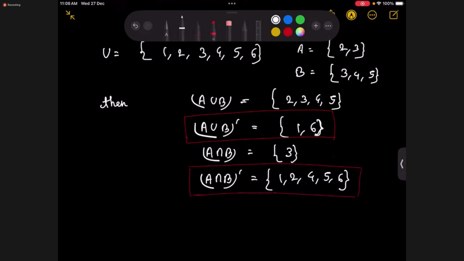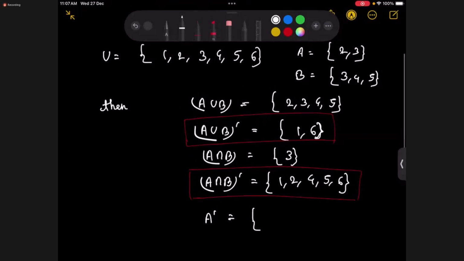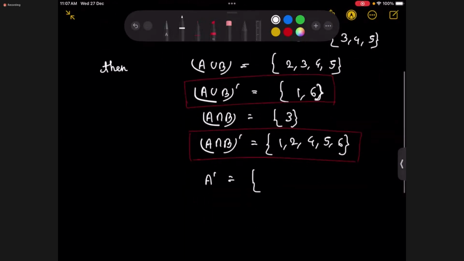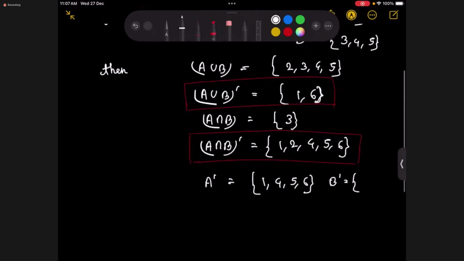Now what about A complement? A complement equals, here we have 2 and 3 in the set A. So A complement will be the rest of the elements of U, so {1, 4, 5, 6}. And what about B complement? B contains 3, 4, 5. So it will contain 1, 2, and 6.